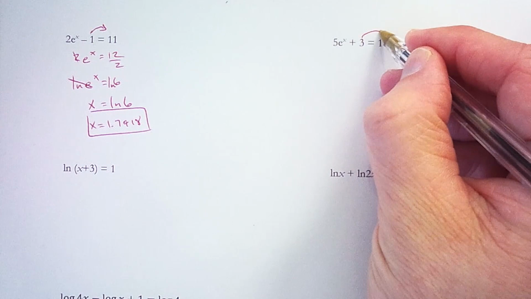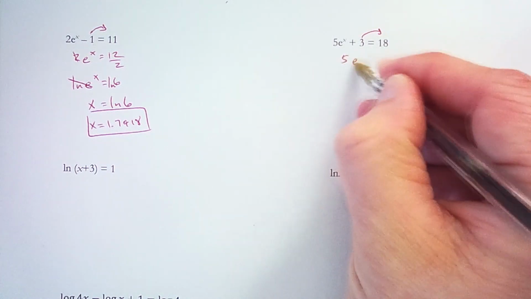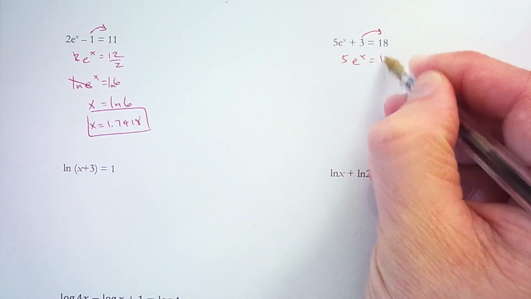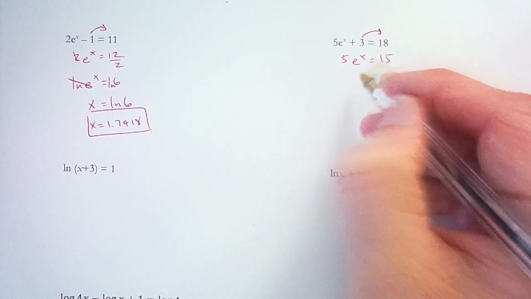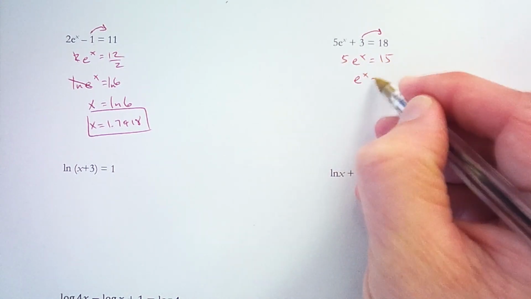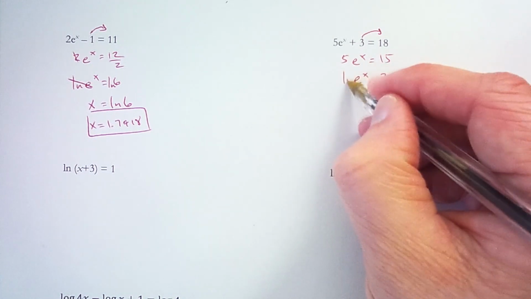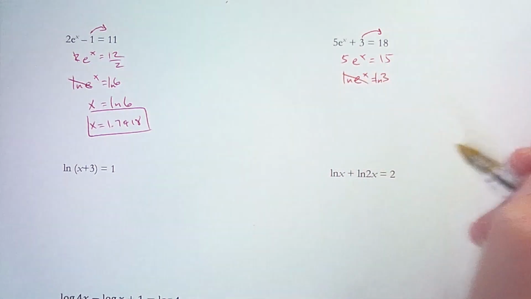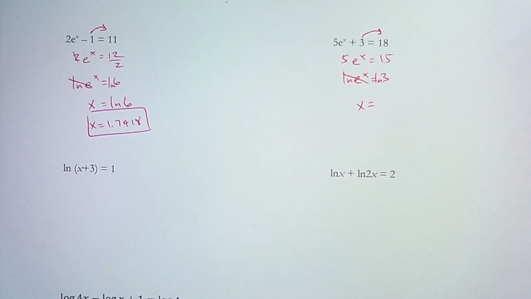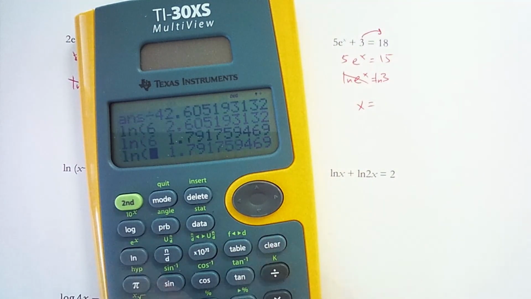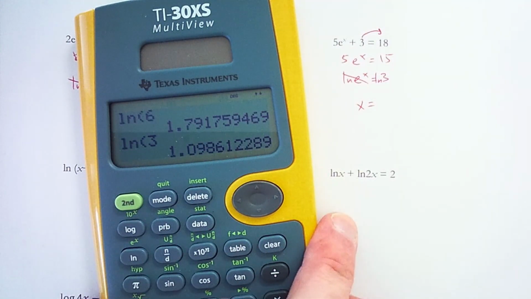Here I'm going to subtract the 3, so I get 5e to the x equals 15. I'll divide both sides by 5 and get e to the x equals 3, and then natural log on both sides cancels out the e, so x equals natural log 3, 1.0986.